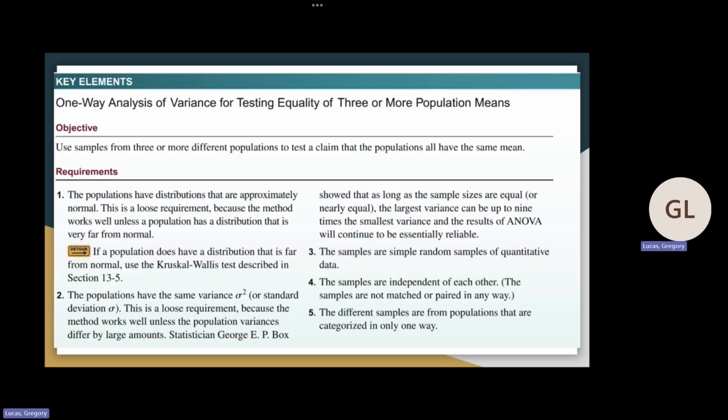So let's look at the key elements for ANOVA. The objective is to use samples from 3 or more different populations to test a claim that the populations all have the same mean. So requirements are tougher here.